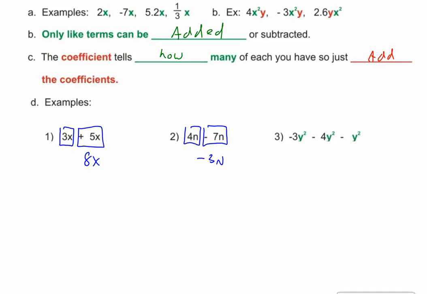I'm going to show you on this one the technical way, but like terms are so easy to add. I'm not big on you doing it the technical way, but I will show it to you.